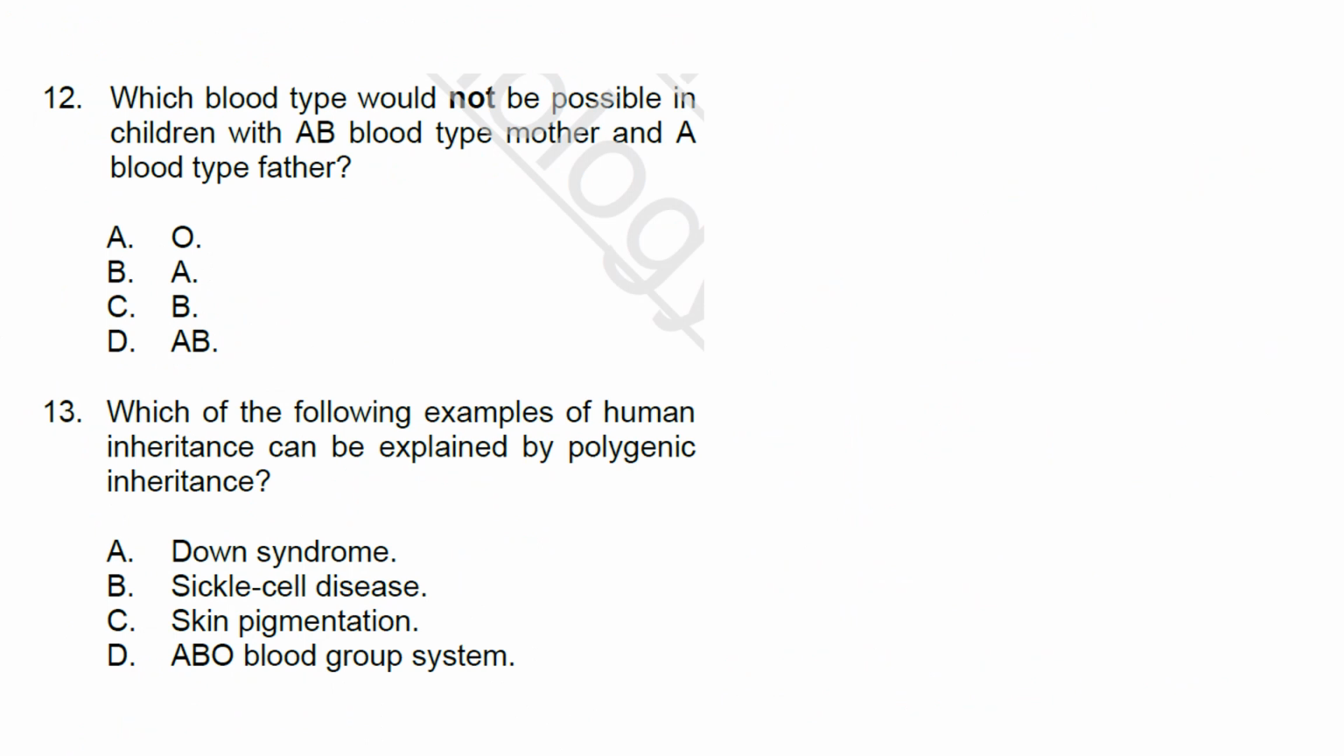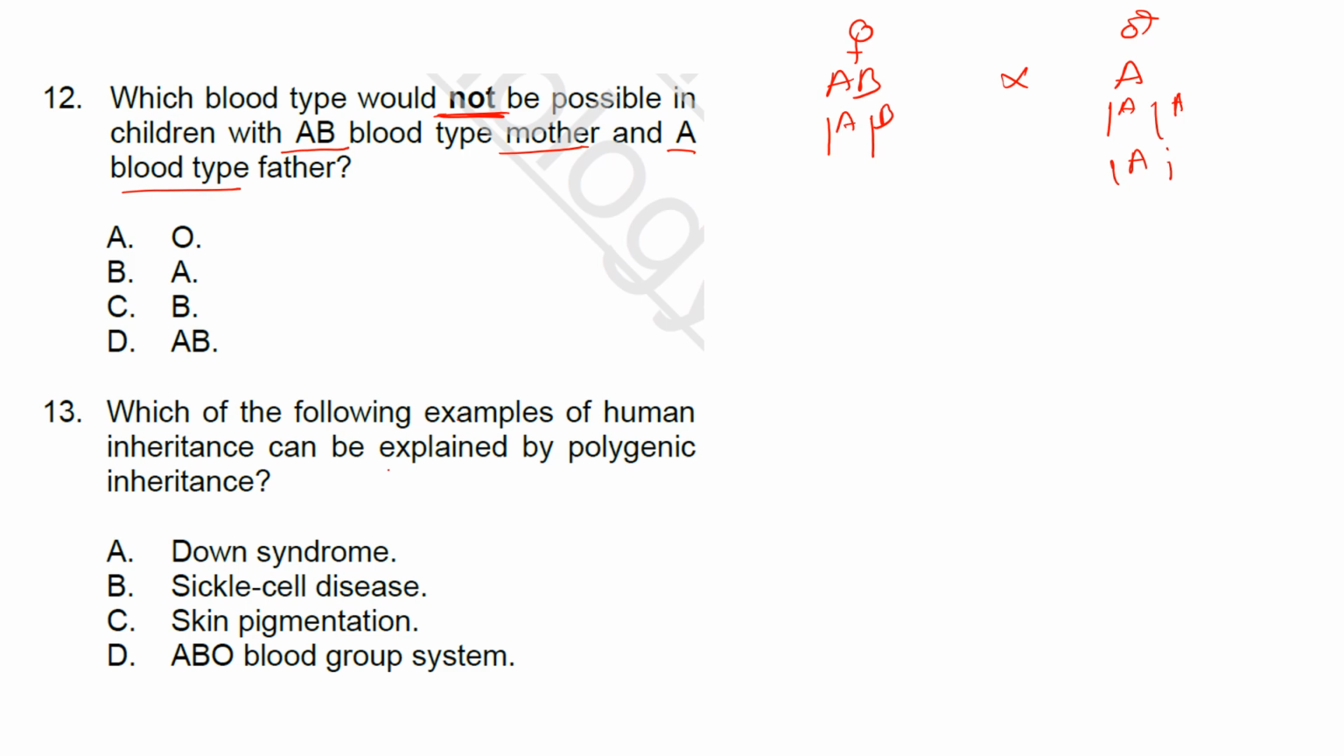Question number 12. Which blood type would not be possible in children with an AB blood type mother and an A blood type father? So the mother is blood type AB, so the genotype will be IA, IB. The father, which is blood type A, can have either the genotype IA IA or IA i.